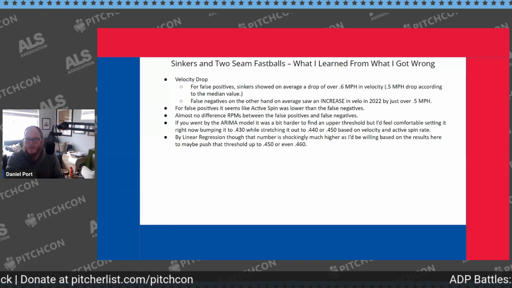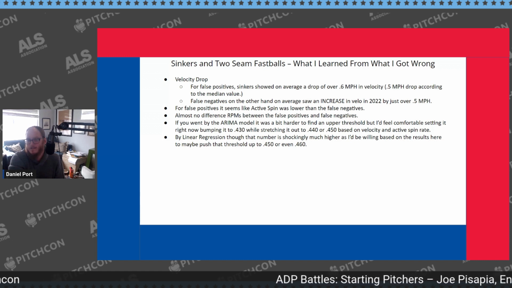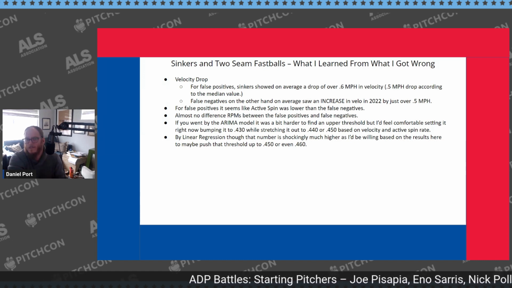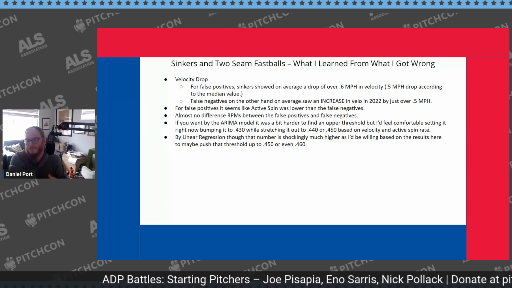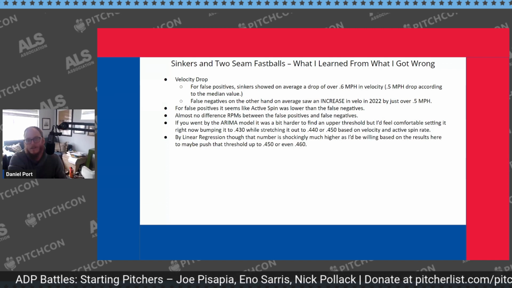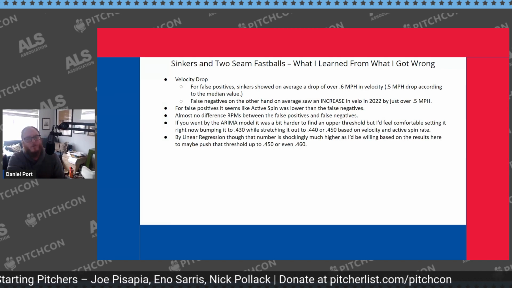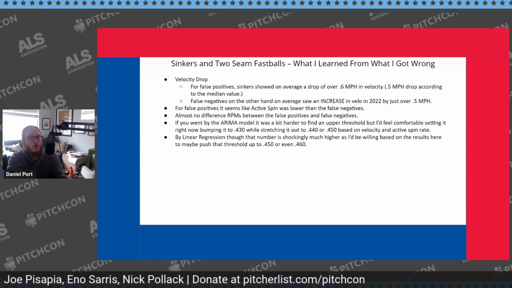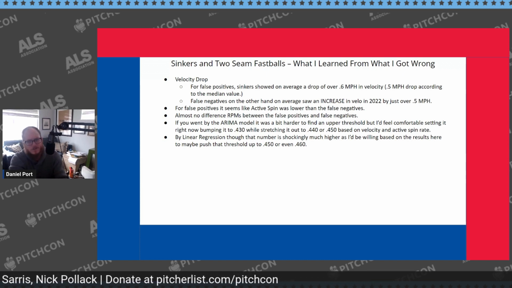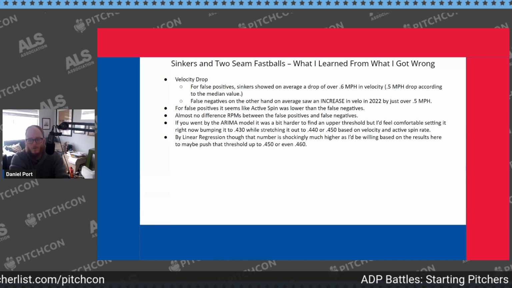Same thing, the false positives, the active spin was actually lower than the false negatives. So again, if that active spin was lower, they're getting less movement from their spin rates and things like that. That seems pretty intuitive, but worth noting. Again, that's something you can look at if you're on the threshold deciding whether or not you want to give a positive or negative rating to a pitch.